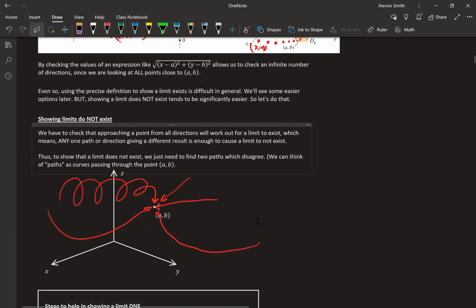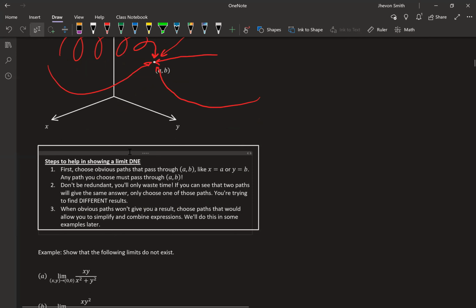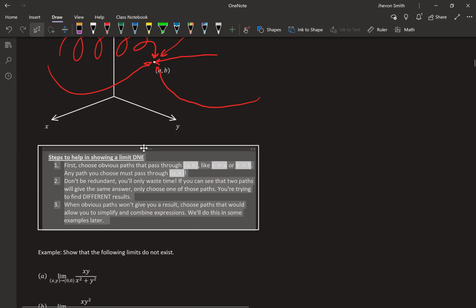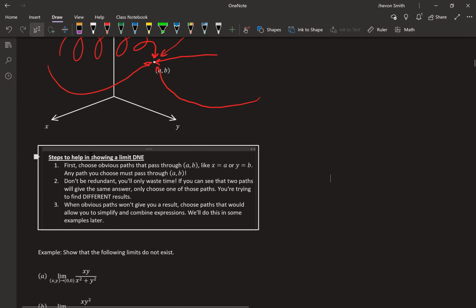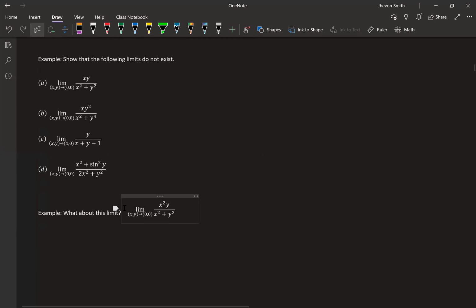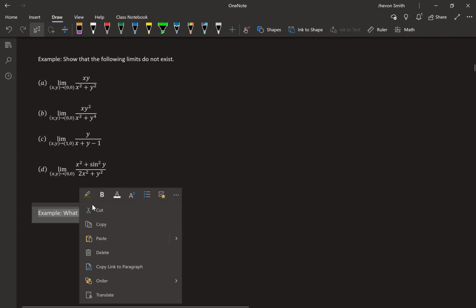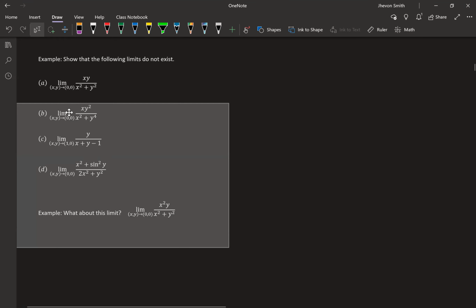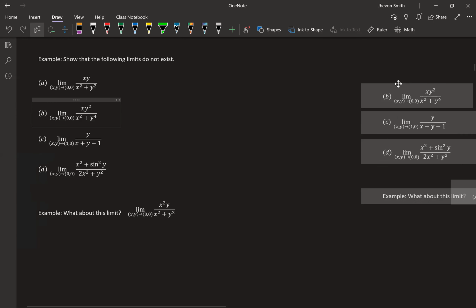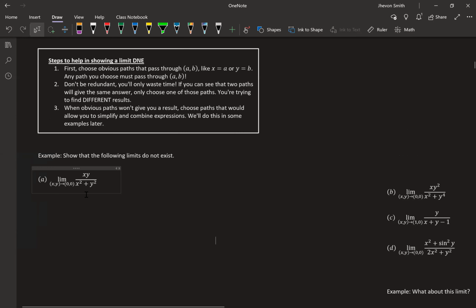Showing that a limit does not exist is going to be easier than showing that a limit does exist. So we're going to talk about that first. What I put in the box here are the steps, and we're going to go through these steps and do a bunch of examples. We're going to do all these examples here. Okay, we're going to start with this one.